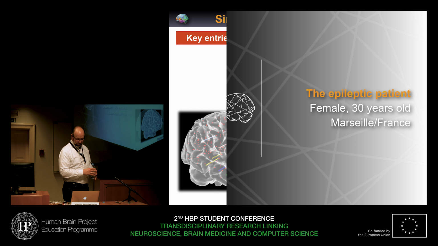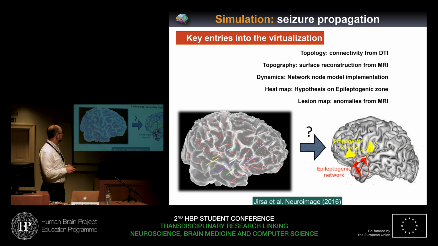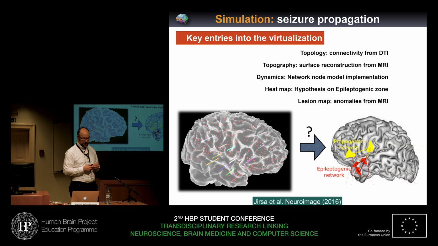So that's the goal. The key processes for virtualization, going back to what we talked about earlier, was to first of all get a topology for the connectivity, a topography for the regions of interest that are generated here, and then put in dynamics for the local areas. Dynamics here are generated with what is called the epileptor model. It's a phenomenological model, and it's derived specifically to characterize seizure activity in a given node. I'll show you the behavior of that in a moment.